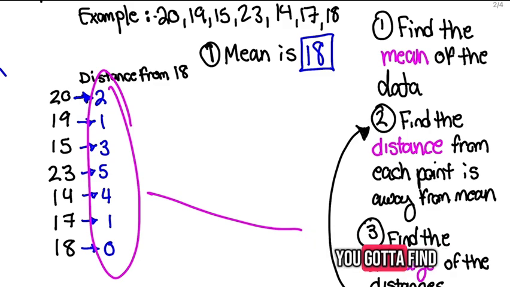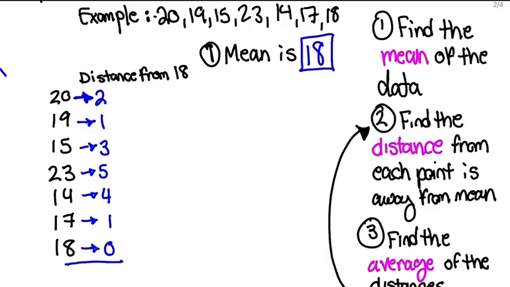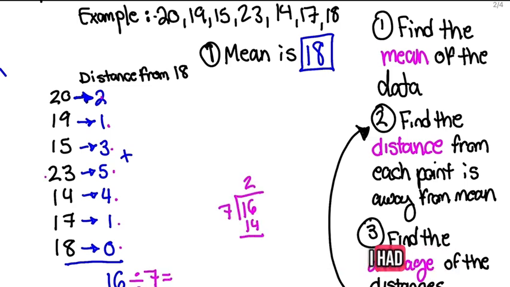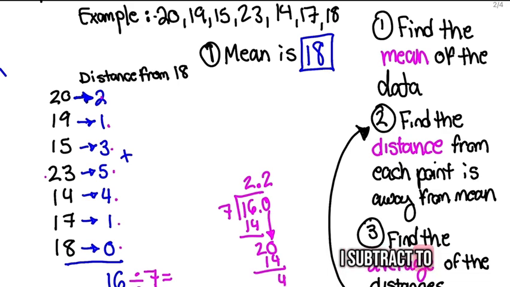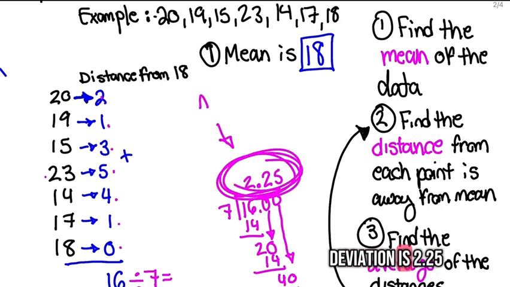Now step 3: I have to find the average of all those numbers. I'm going to add them all up: 2 plus 1 plus 3 plus 5 plus 4 plus 1 is 16. Now I'm going to divide that by 7 because that's how many data points I had. So 16 divided by 7 is about 2.3. Let's just say the mean absolute deviation is about 2.3.